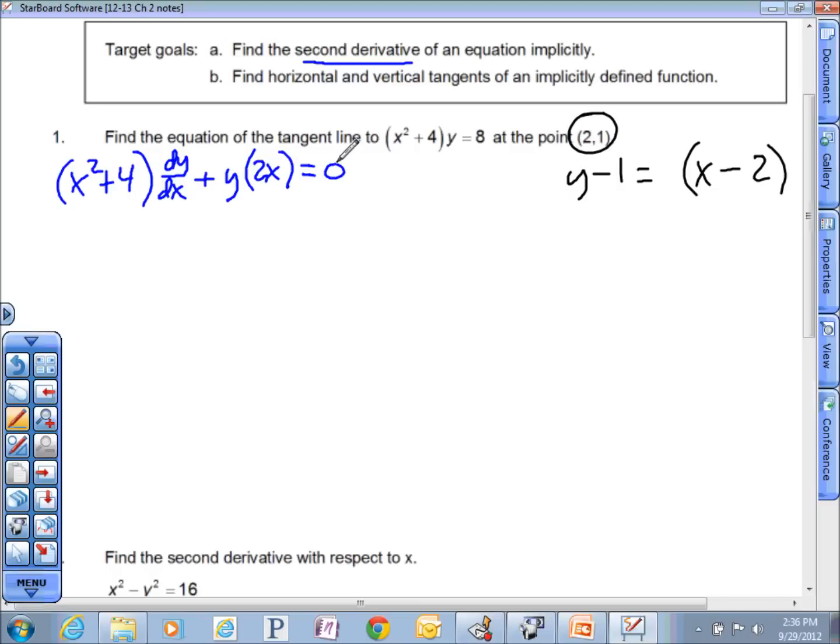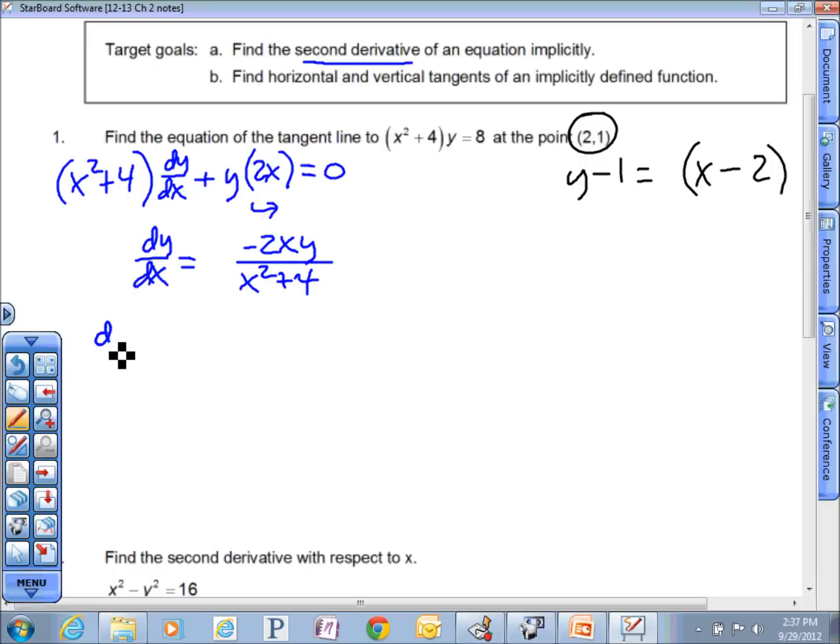So now rearranging, let's take this and move it to the other side since we want to get dy dx by itself. Divide by an x squared plus 4. So I think my dy over my dx would be a negative 2xy divided by the quantity x squared plus 4. So now, why did we do this? We did this to find the slope.